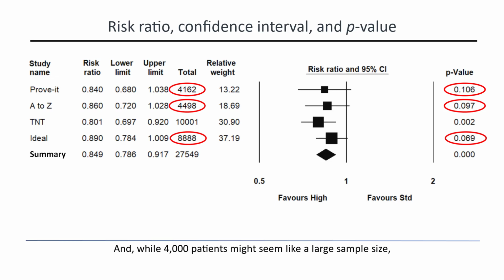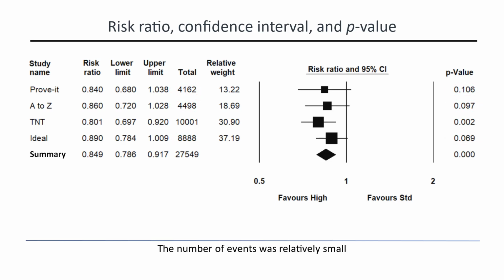And while 4,000 patients might seem like a large sample size, the precision of these analyses and the statistical power depends on the number of events in each study, not only on the number of patients. And even in a sample of 4,000 patients, the number of events was relatively small.